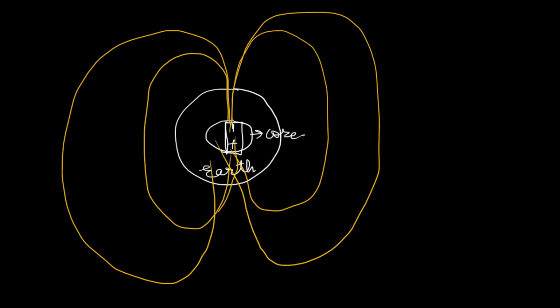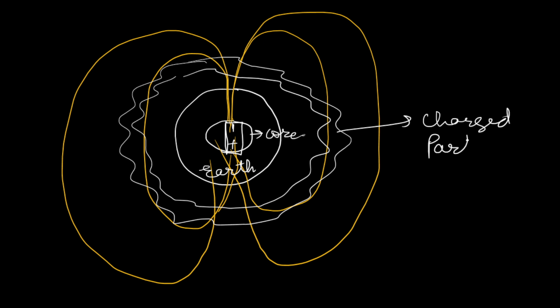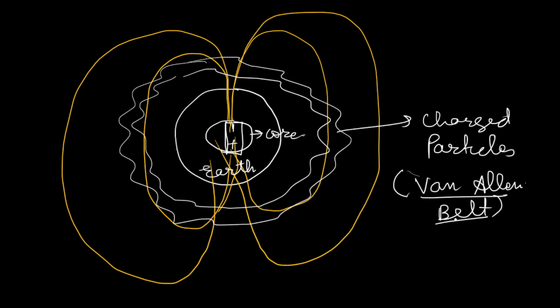Now we will see some of the important things in the magnetosphere. In the magnetosphere only, there is a charged particle belt, that is known as the Van Allen belt. In the magnetosphere, you will find a belt of charged particles like this. These charged particles form the Van Allen belt. It is important to remember the name. And this layer is known as the magnetosphere.